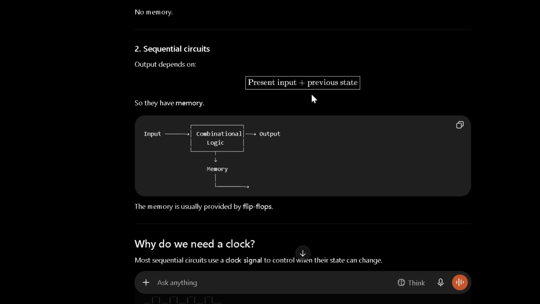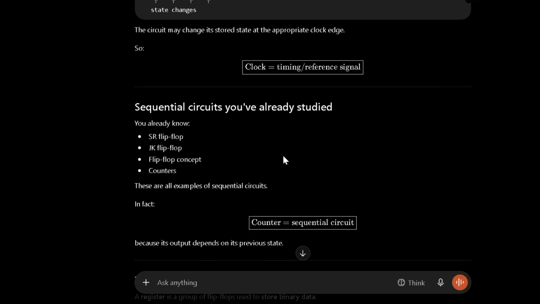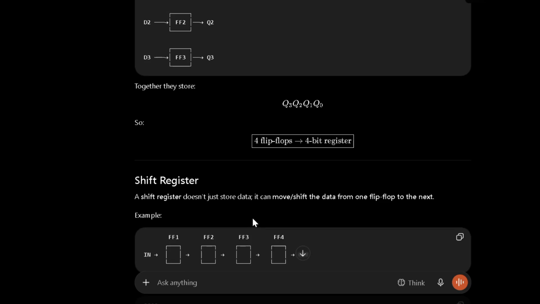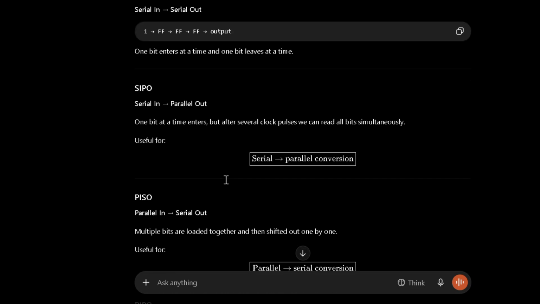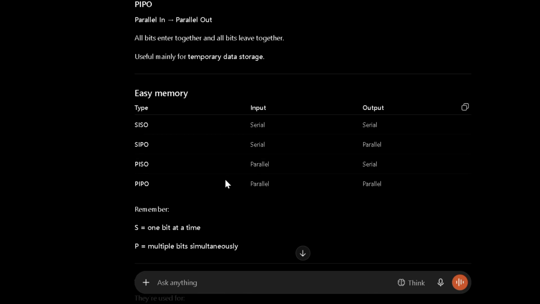Sequential circuits, I already studied this. Counters are sequential circuits. A 4-bit register is a shift register, next class. Serial in, serial out just means that if four bits come, the four bits go in series. Serial in, parallel out: if four bits come in series, they go out in parallel. Parallel in, serial out: if they come in parallel, they go out in series.